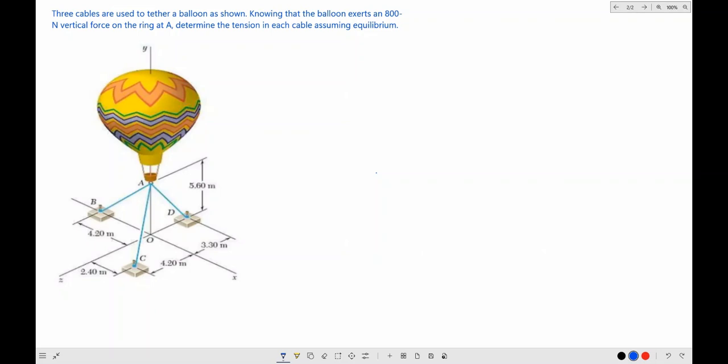In this video, we are going to solve the question I have on your screen. The question says three cables are used to tether a balloon as shown. Knowing that the balloon exerts an 800 Newton vertical force on the ring at A, determine the tension in each cable assuming equilibrium. So let's look at how you are going to solve this question.